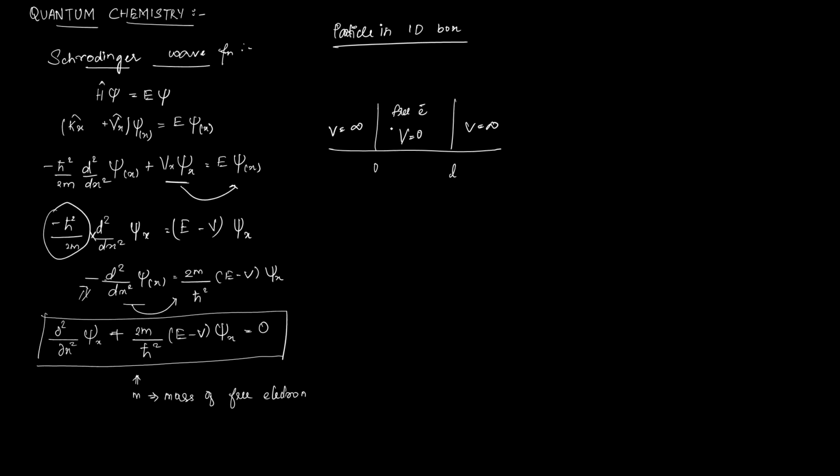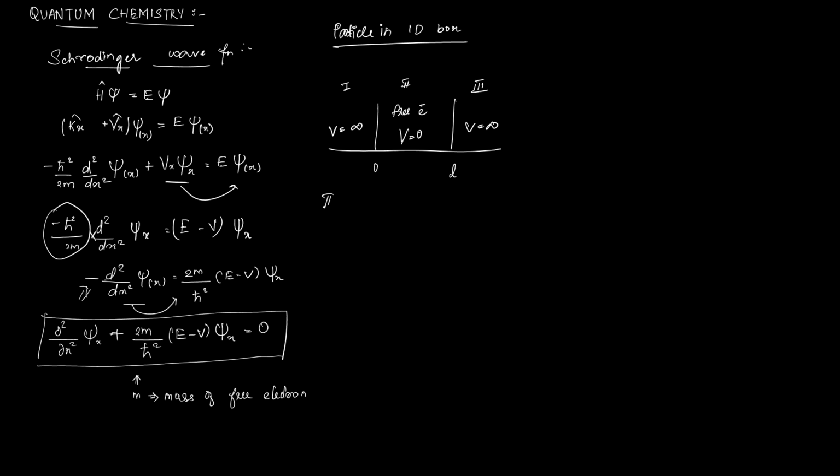Okay, so v is nothing but your potential energy, which means outside the boundary conditions you are going to have infinite energy. Okay, and then inside your 1D box your potential energy is going to be 0. So now let's substitute the values. If you substitute v equal to 0, so let's say this is 1, this is 2 and this is 3. Okay, we have separated 3 regions.